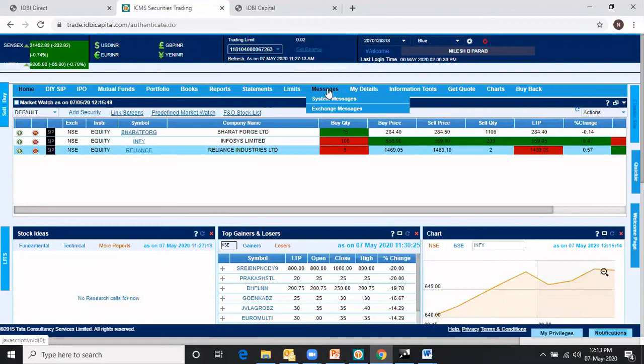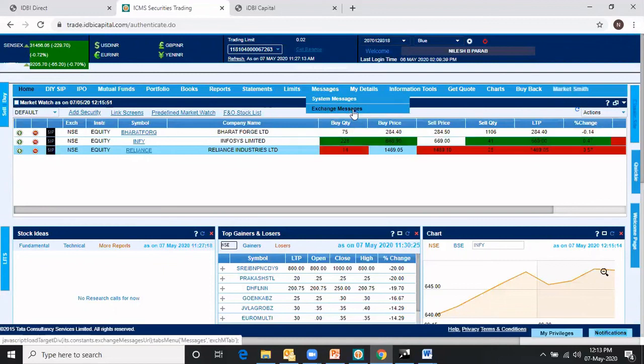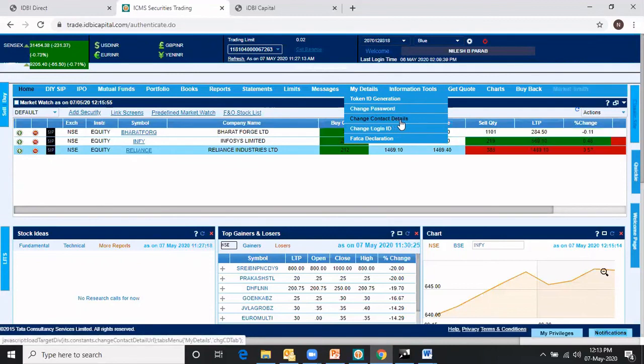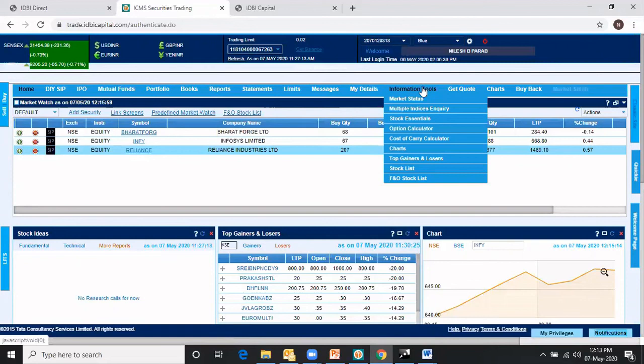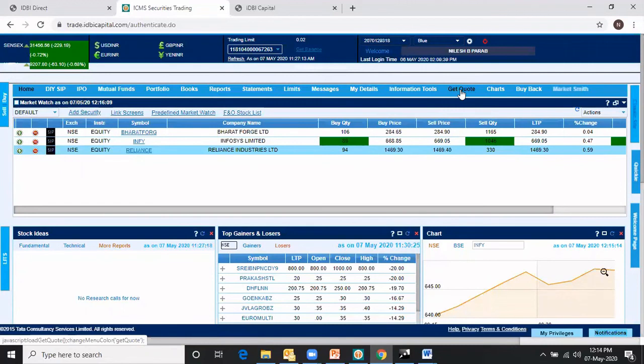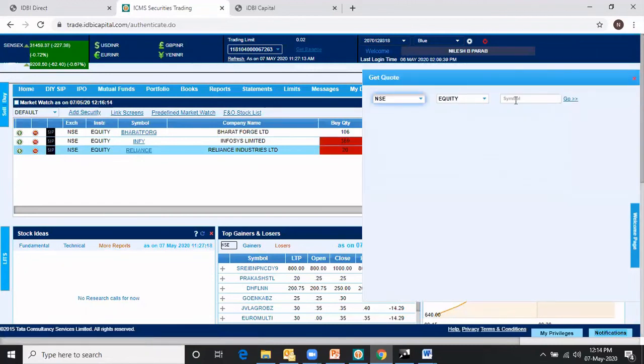So messages, system messages, exchange messages, my details, I can change my password, or I can see my contact details and everything. Information, tools and all, you can just go through it. I think there is nothing great in it to explain. You can just go through it and you will find quotes, get quotes. See, quickly I want to see some company's quotes which is not in my list. So suppose I want to see the TCS.